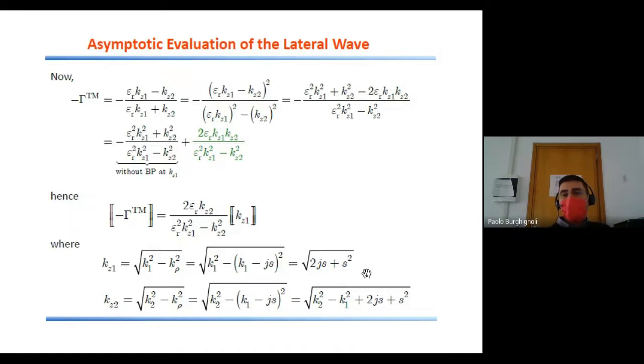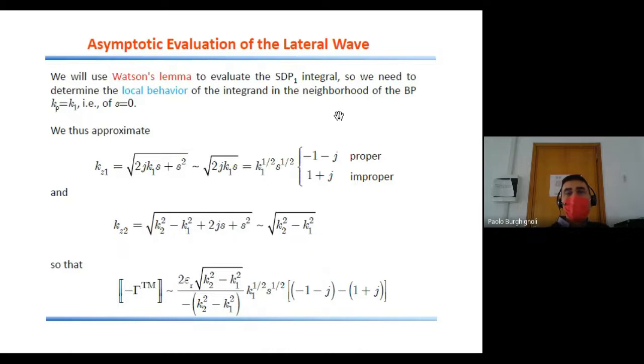Why are we interested in small values of s? Well, because by Watson's lemma, the behavior for small values of s will determine, that is the local behavior of the integrand in the neighborhood of the branch point, will determine the asymptotic value of the integral. So in this limit, we may approximate KZ1 by neglecting s squared with respect to the other term, which is linear in s inside the square root. So we can let KZ1 be approximately equal to the square root of 2jK1s.